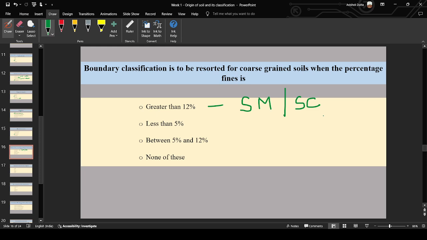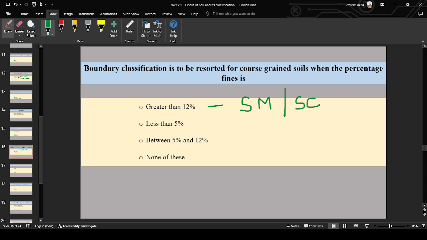That means when the percentage fines is more than 12%, we take the fine grain soil percentage into consideration while we go for the soil nomenclature. And we tell it like this: silty sand or clayey sand, or similarly GM means silty gravel or clayey gravel, GC. We can write like that.